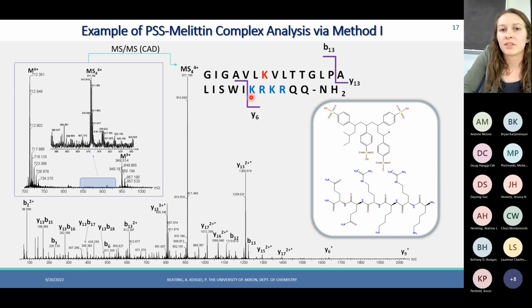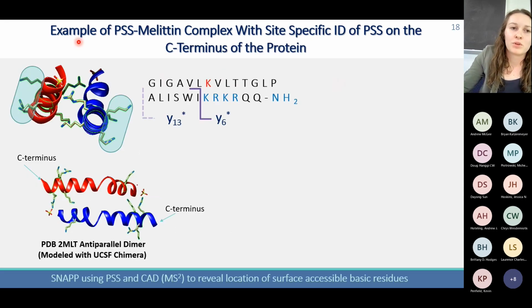If we look at the sequence, we can see that that is a very basic region of the protein. We have lots of sites that the polystyrene sulfonate can adduct with, as opposed to the earlier region of the protein, towards the N terminus, that only has one basic residue present. From there, we can look at an example of the known structure of melittin. Based on its PDB file, you can see that some of the residues are interacting with each other in this intermolecular dimerization, leaving only a couple of them surface accessible.